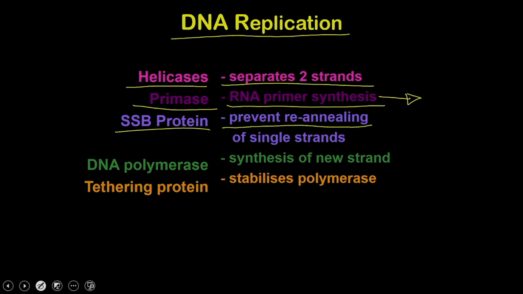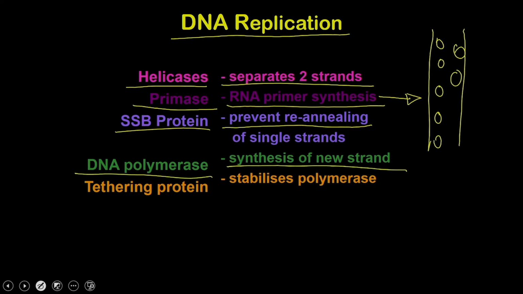Single stranded DNA proteins are going to bind to the two strands like this, so that they do not come together and re-anneal, and that is how it maintains the single stranded DNA. Then you require the DNA polymerase, which is going to do the synthesis of the new strand, and then you require the tethering protein, which is going to stabilize the polymerases onto the strands.